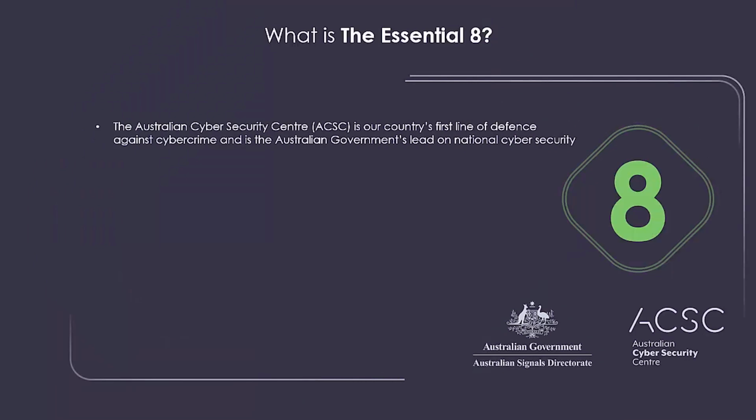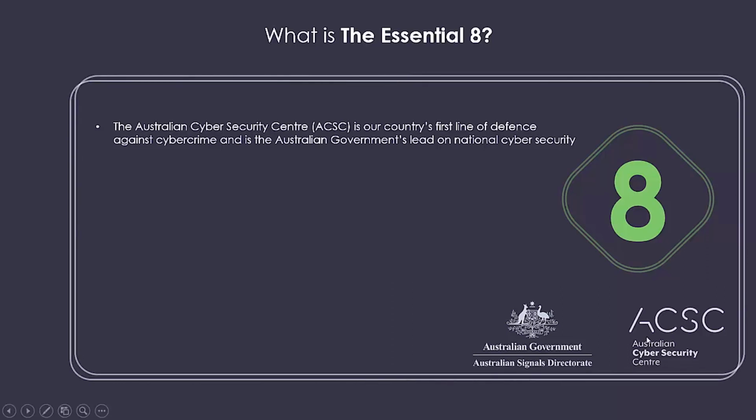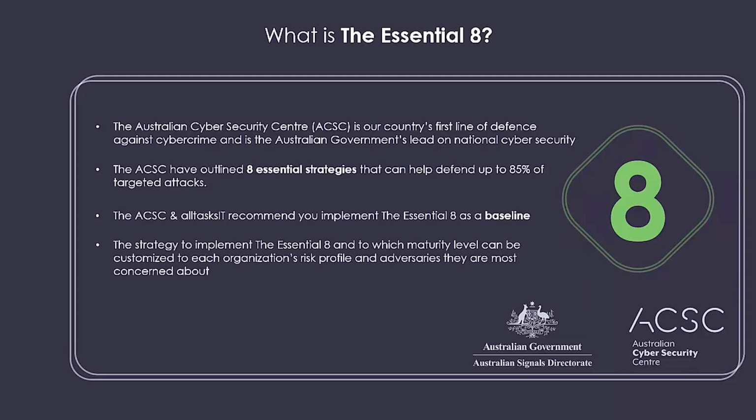What is the Essential 8? The Australian Cybersecurity Centre, also known as the ACSC, is a government organisation whose purpose is to defend Australia from global cybersecurity threats. The ACSC has outlined 8 essential strategies that can help you defend up to 85% of targeted attacks, and these are known as the Essential 8. When it comes to IT security, you need a multi-layered approach. And although no one can guarantee against getting attacked, the Essential 8 is a fantastic starting point for businesses to address their security needs. To complicate things a little bit, there's a maturity scale, which we'll go into a little bit later on. The thing you need to keep in mind is the level of maturity you implement the Essential 8 to is customized for your organization's risk profile.